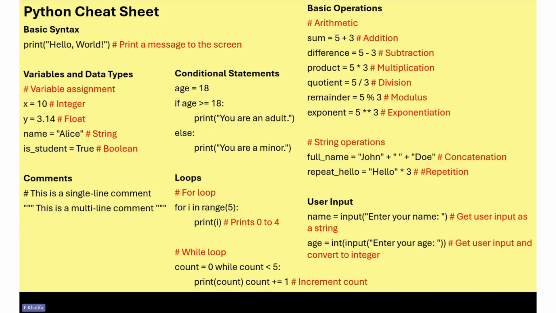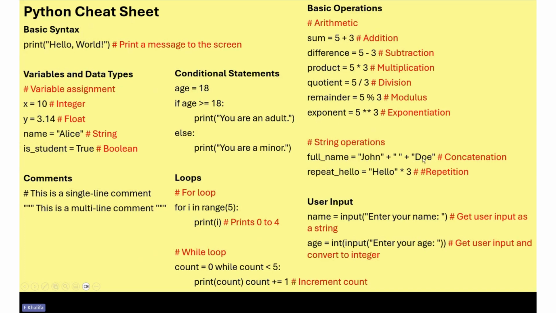Got a bit of a cheat sheet here to show you what it looks like in Python. So you can see here assigning variables and data types. We've got basic syntax of printing. This is what comments look like. A for loop looks like this. A while loop looks like that. We've got conditional if statements that look like this. We've got each of our arithmetic operations, what they look like.